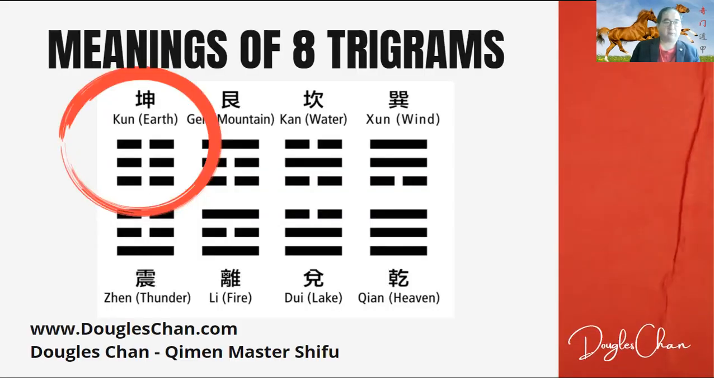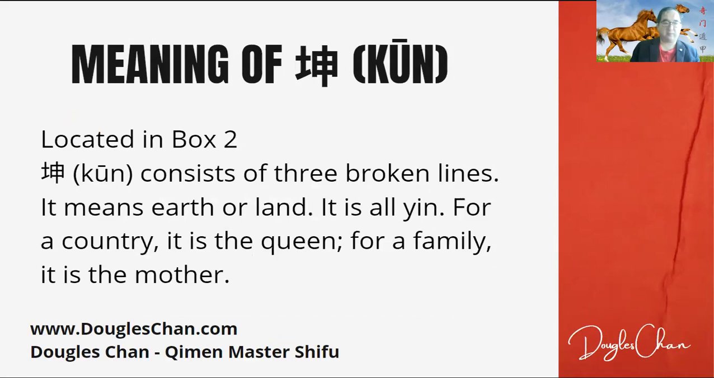Okay, so this is symbolized as Kun, which is located in box 2 and consists of 3 broken lines. Okay, and it means earth or land, and it's all yin. Remember, yin, is it good or bad? Yin is actually darkness, it's black. So it represents a female, also the queen of the family, and it's the mother. So whether it is good or bad depends on how you apply it, which means that box 2 represents the extreme yin of the box. Okay.